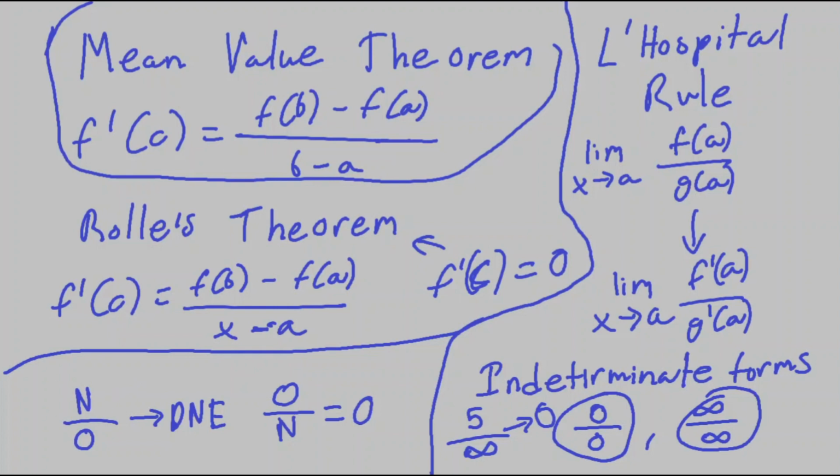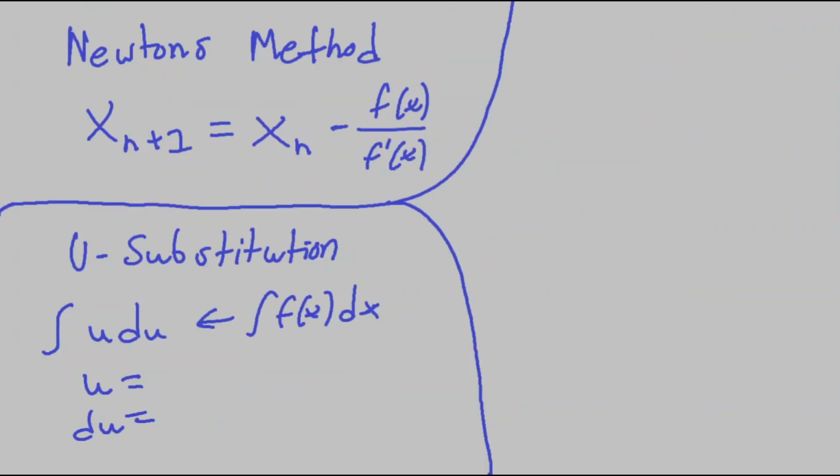And some noteworthy rules to know as well is that any number over 0 is going to be does not exist, and then 0 over any number is going to be 0. Even like 0 over infinity and infinity over 0 is going to be does not exist.